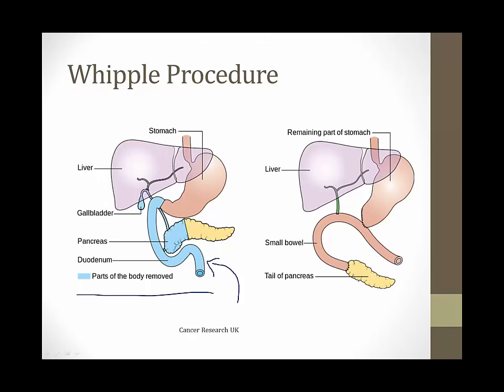After it is removed, the pancreas is hooked directly into a portion of the small bowel. The bile duct is then connected to that small bowel, and the stomach is connected to that small bowel. And this allows you to basically remove the head of the pancreas and reconnect everything so that bile will drain and so that pancreatic enzymes can get into the small intestine.